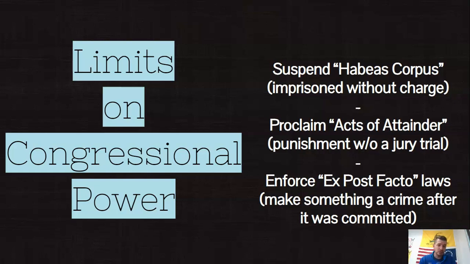Remember, it was the president that was suspending habeas corpus. The Congress cannot do that, and technically the president really can't either. But Lincoln just said, I need this power, so I have it. The second thing is they cannot proclaim what's called acts of attainder or bills of attainder, and that is punishment without a jury trial. So if you are accused of something, you have to have a jury trial based on the Sixth Amendment. A bill of attainder would be something that punishes you without a jury trial, and you can't do that.